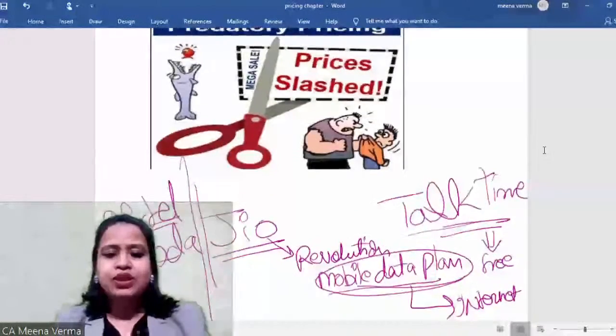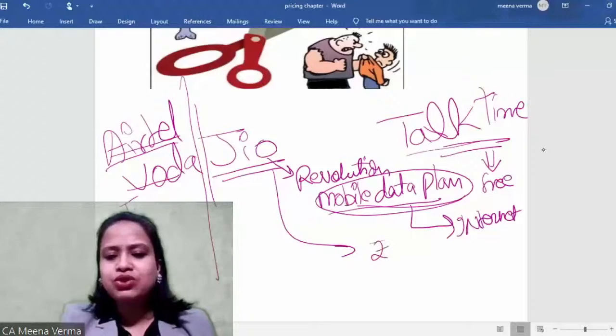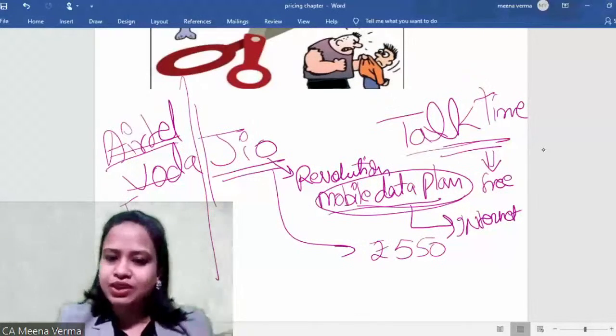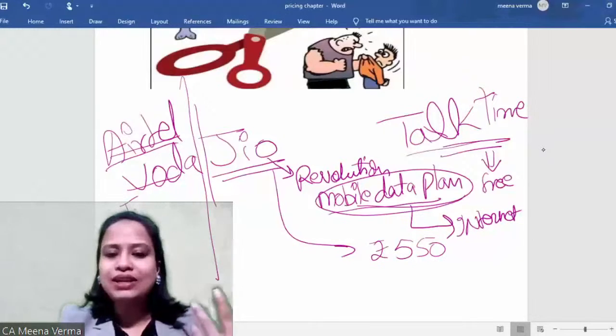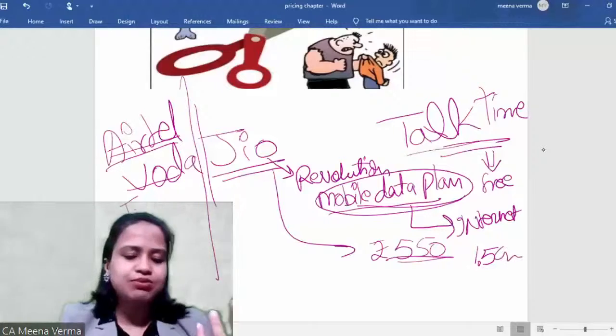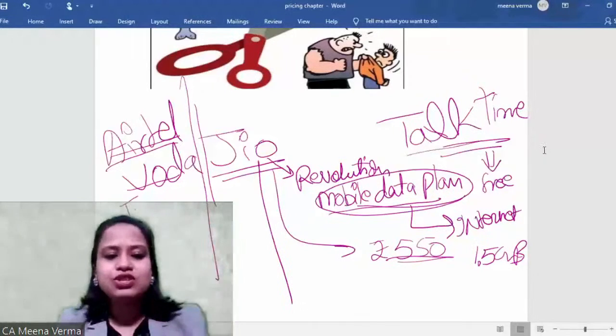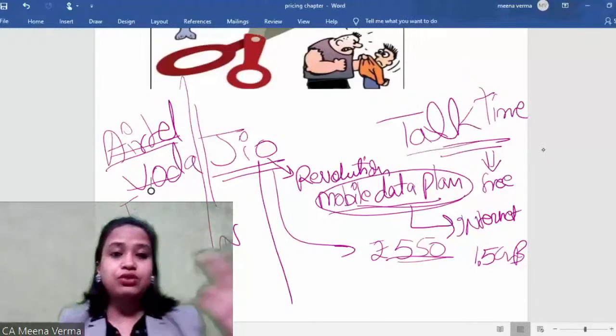Now see here, when this Jio plan was introduced, right now you can see the plan of the Jio. They charge, I think, 550 or something for mobile data. Okay, and this is for mobile data plan. Okay, 550, in which they offer 1.5 GB or something. I didn't remember exactly. But at the time they introduced the Jio plan, it was free for 3 months.